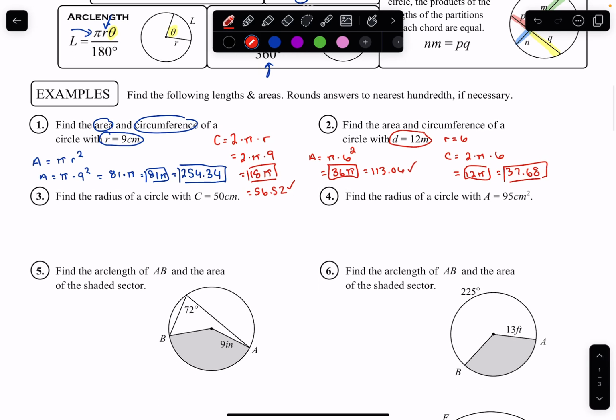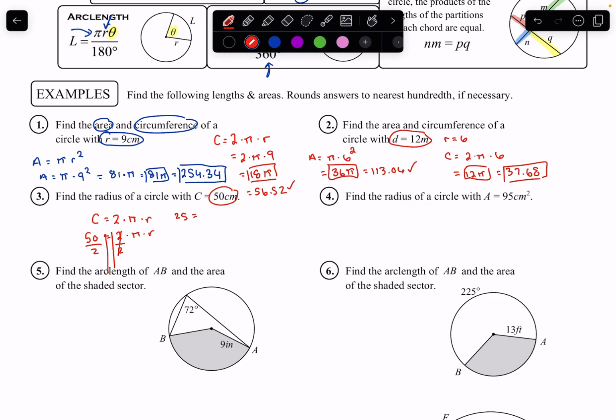Number 3, find the radius of a circle if it gives you the circumference. I like this problem. I'm still going to use the circumference formula. Circumference equals 2 times pi times radius. But this time, instead of giving me radius, it gives me circumference. So I'm going to replace circumference with 50. So 50 equals 2 times pi times radius. Do a little bit of railroad track to get radius alone. Divide by 2, and that goes away. 50 divided by 2 is 25. So 25 equals pi times radius. To get rid of pi, I divide by pi.